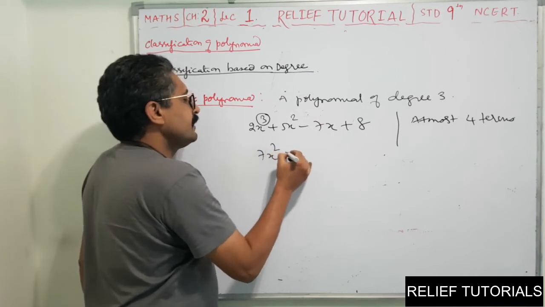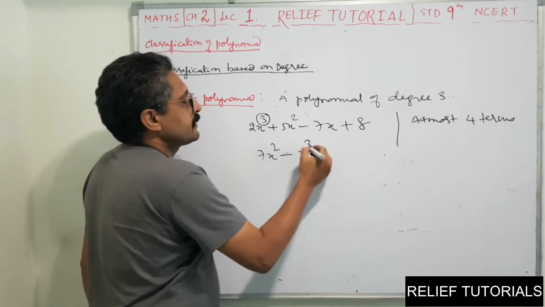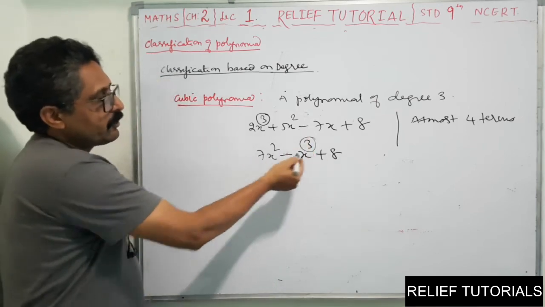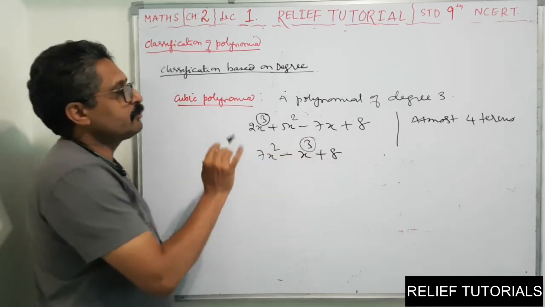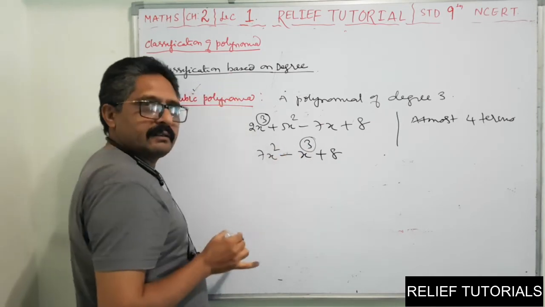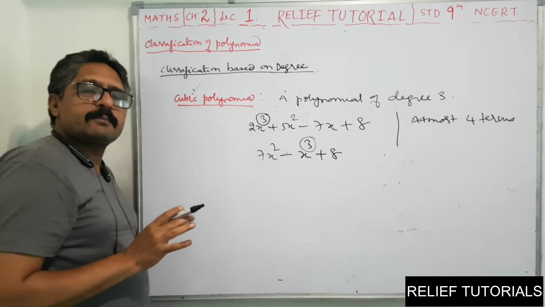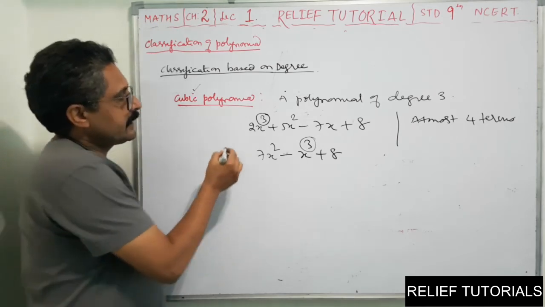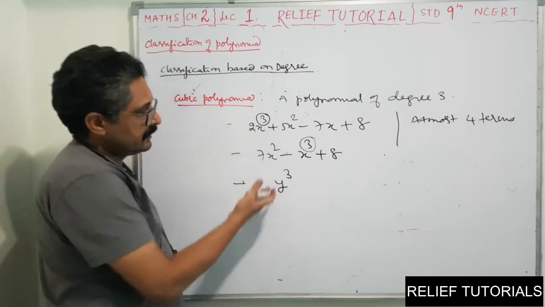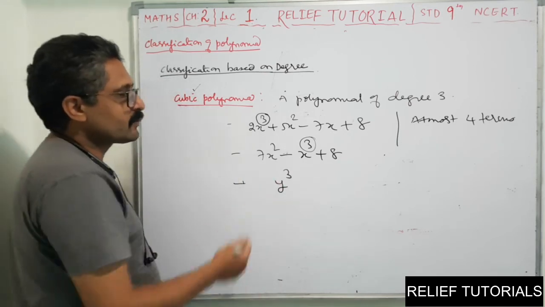See, I can write this one also: 7x squared minus x cubed plus 8. Highest power is 3. It is having altogether 3 terms. But you have to see which is the highest power. Highest power is 3, so it is a cubic polynomial. At most 4 terms means maximum 4 terms. Example, I can say this also: y cube. This is also a cubic polynomial, even though it has 1 term.